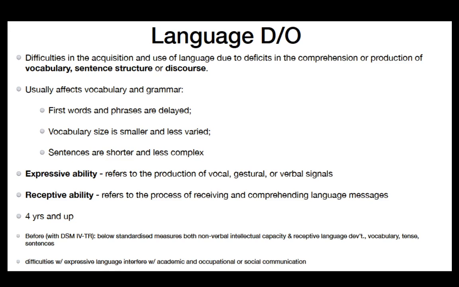Now, before with DSM-IV-TR, the below standardized measures were both nonverbal intellectual capacity and receptive language development. They are likely to check the vocabulary, the tense, and the sentences made by the individual. And also, individuals have difficulties with expressive language. It may also interfere with academic and occupational or social communication.